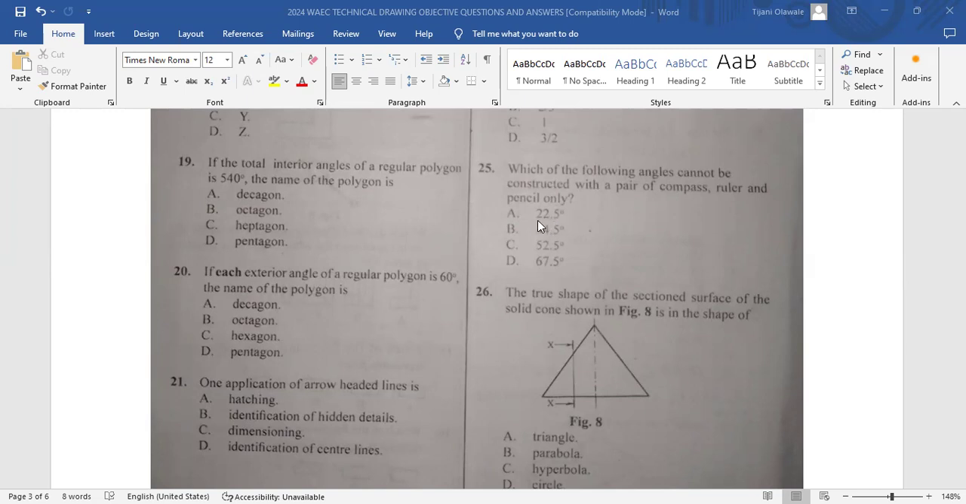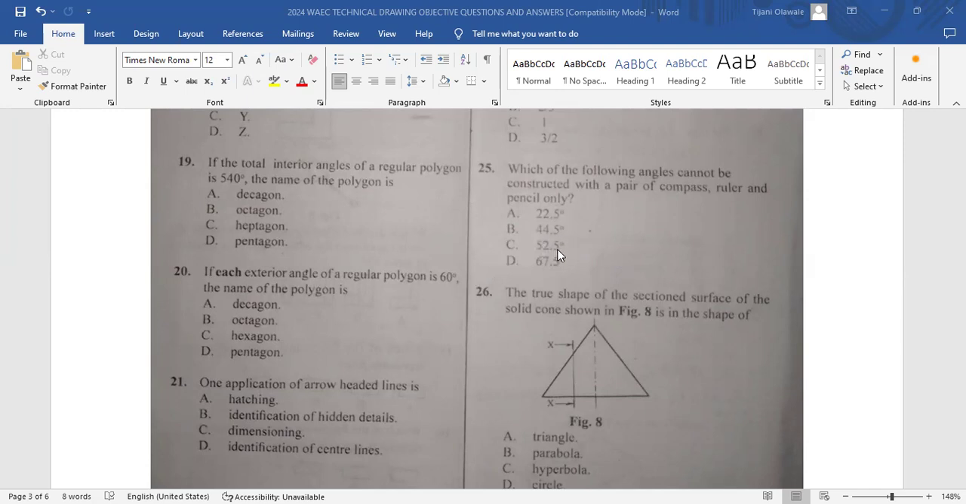Then this is 89/2. So we cannot use a pair of compass to construct angle 89. You can't use it to construct angle 89. So this one gives us 105/2.